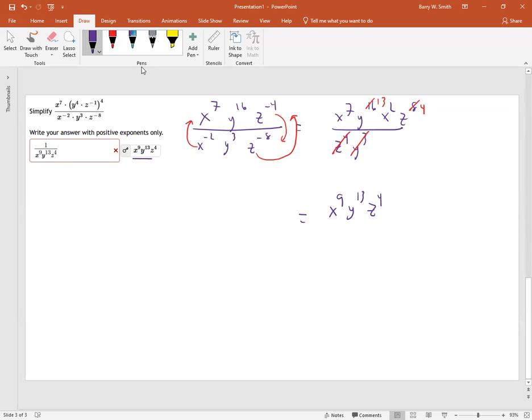Now, does that work? Yep, that looks like the right answer. And so that's how I would do that one. So hopefully that helps.